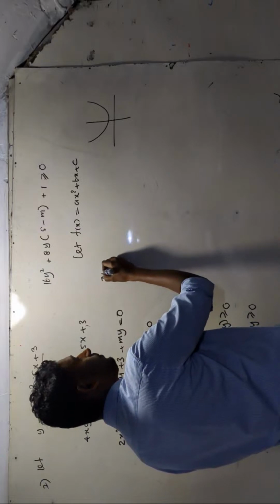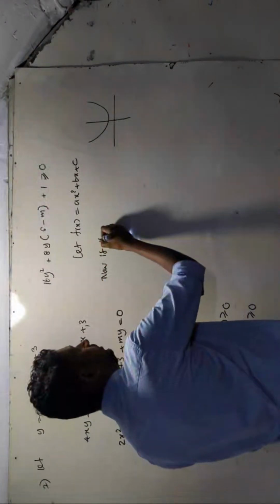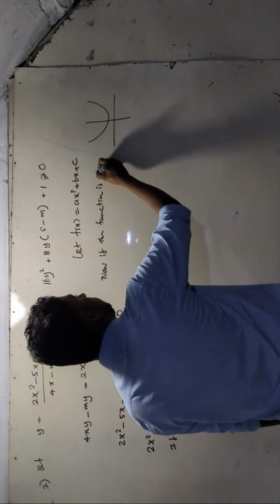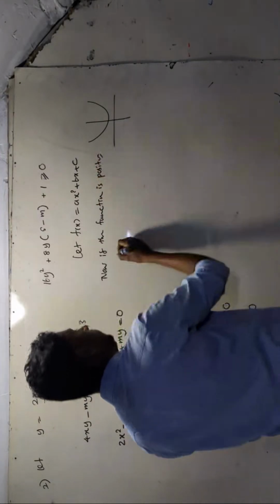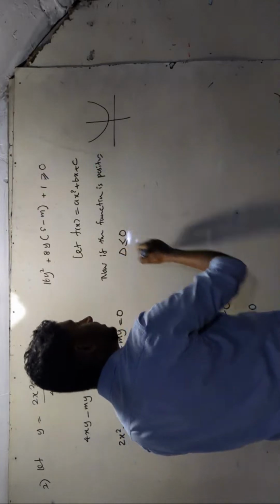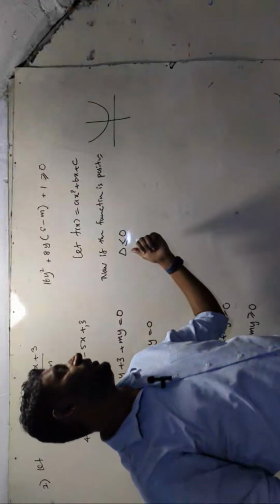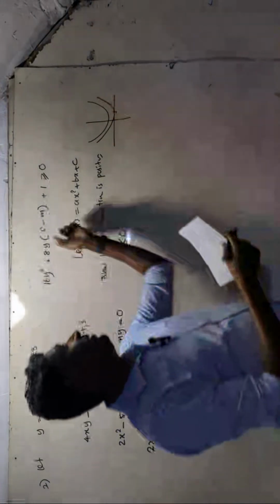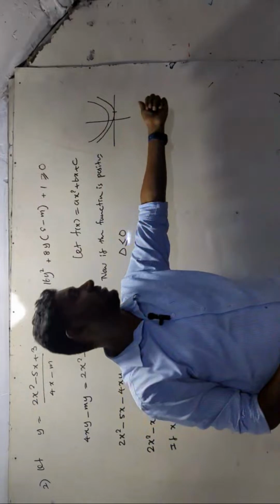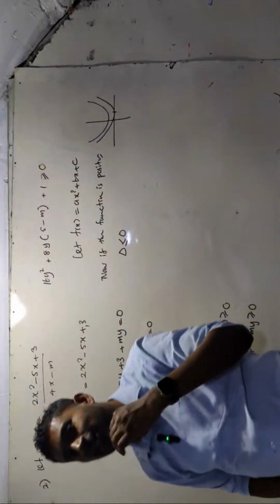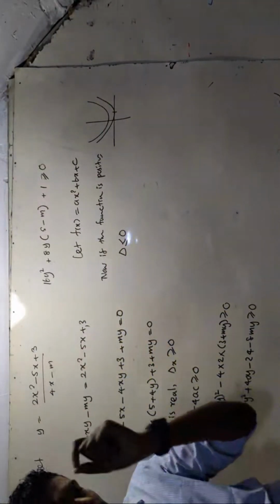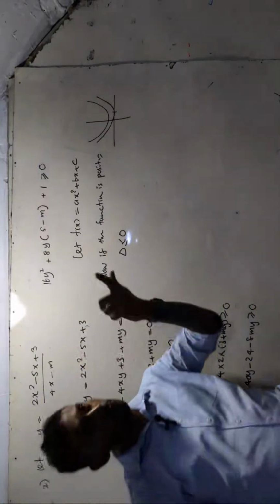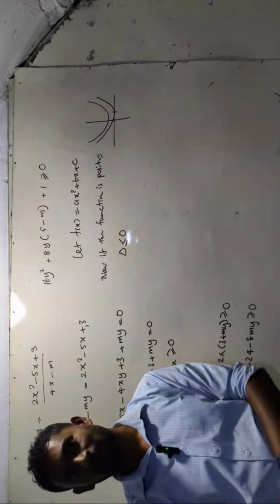Now, if the function is positive, we can say that delta is less than or equal to 0. Why do I get the 0 value? Because it can touch the x-axis as well. This time you can see greater than or equal to 0, so the graph can touch the x-axis as well. When the graph touches the x-axis, what will happen? Delta is now 0. So delta is 0 or it should be negative.